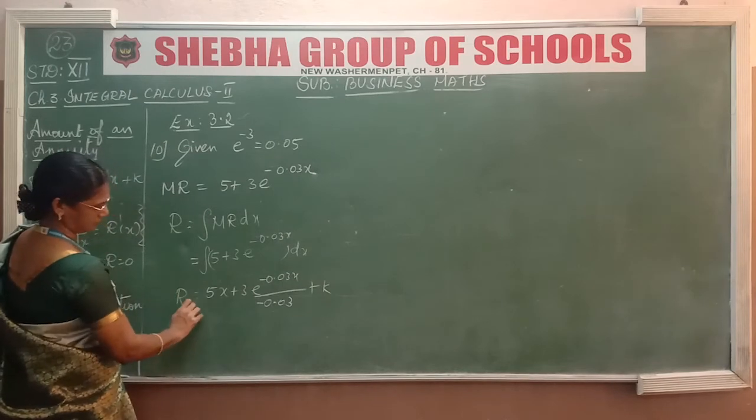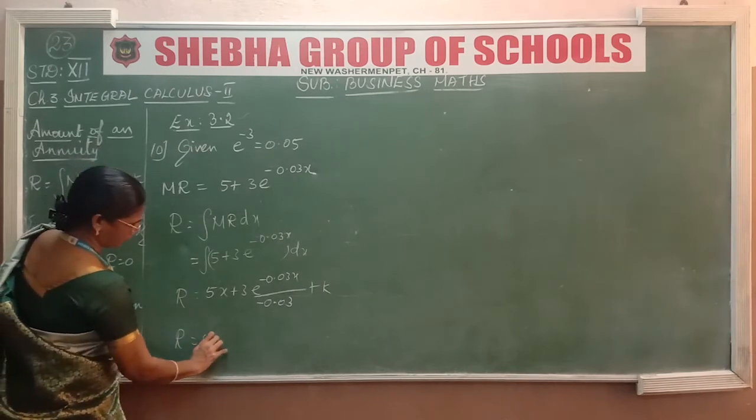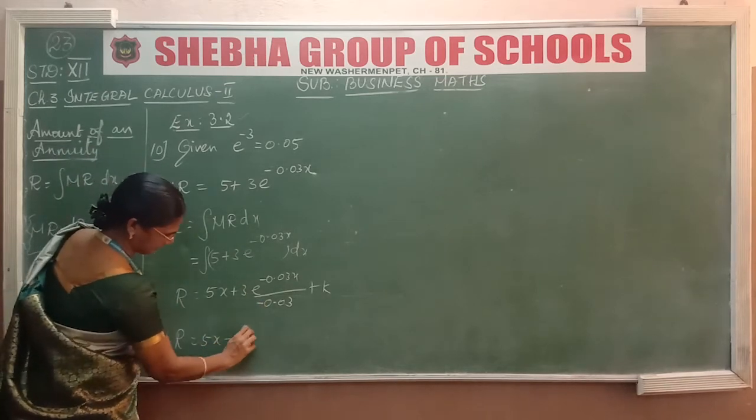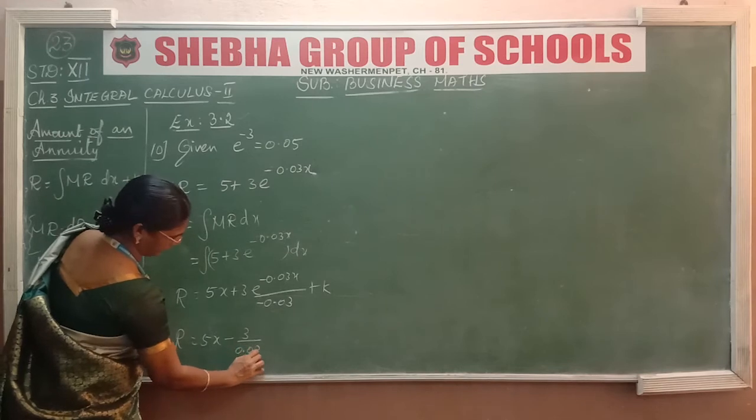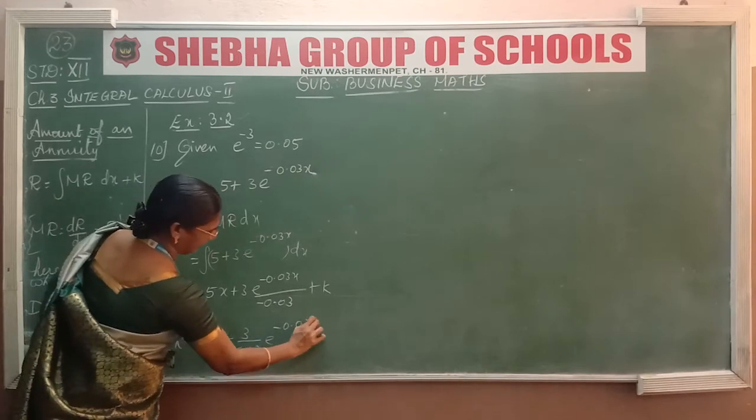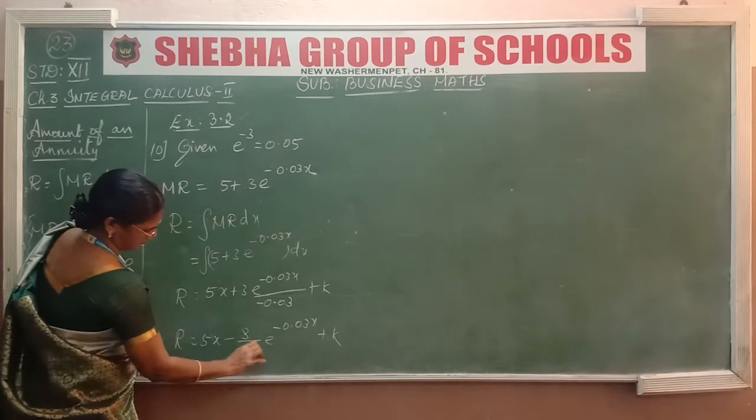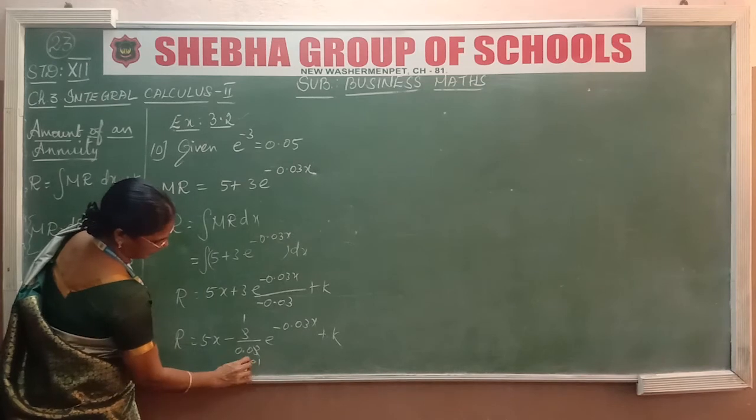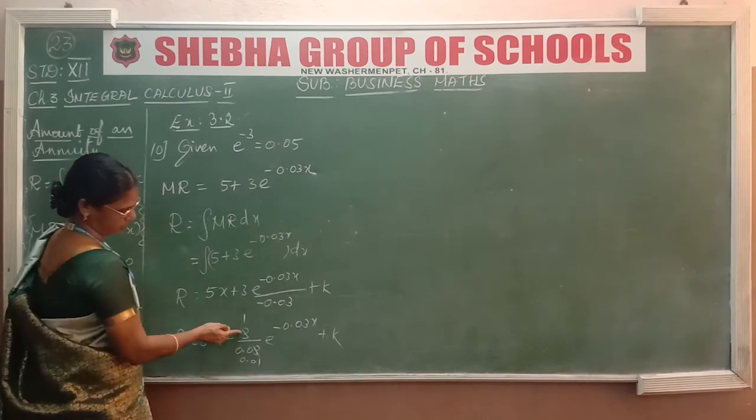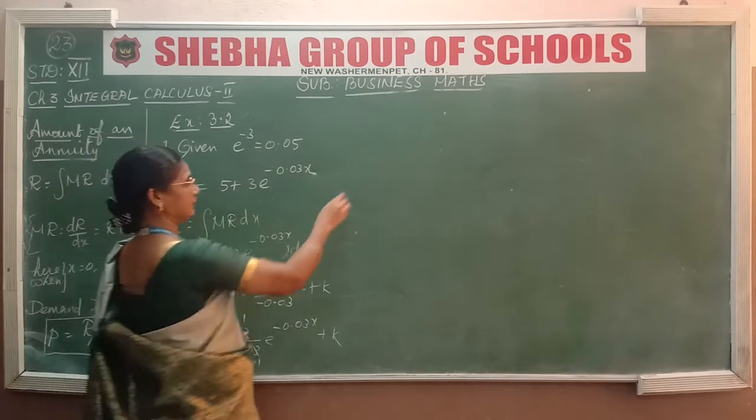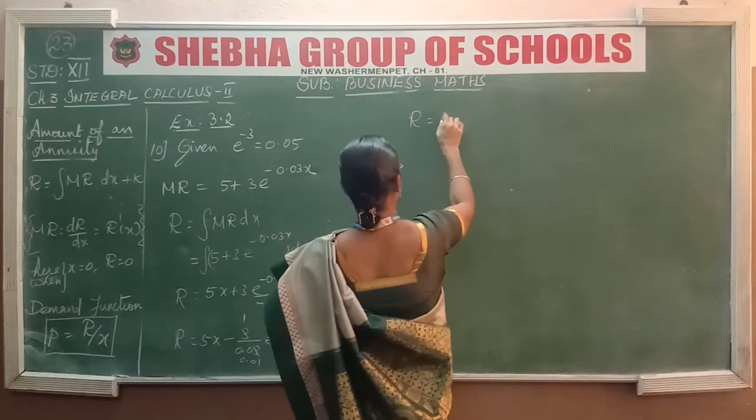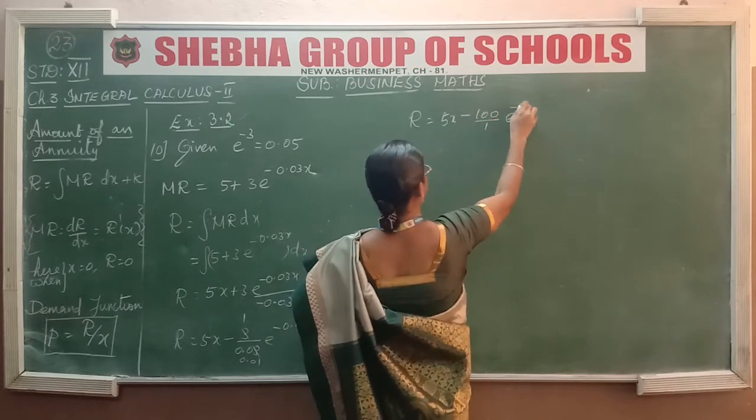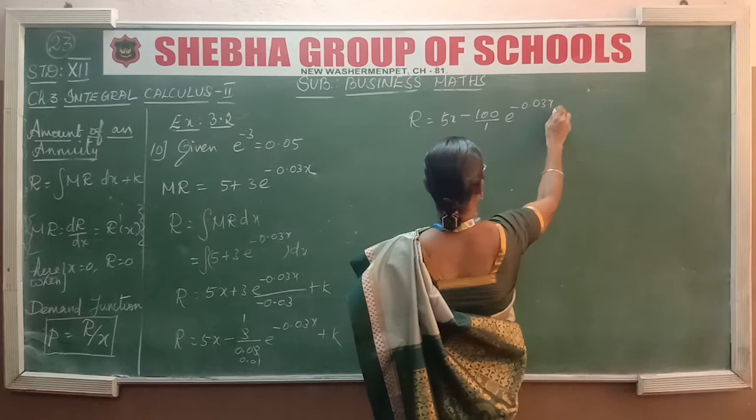This is our R. Okay, so R is equal to 5x. Listen, taking this minus to the numerator, we get minus 3 by 0.03 e power minus 0.03x plus k. Divide by 3, we get 1, and here 0.01. Now multiplying 100, both numerator and denominator in this term, we get R is equal to 5x minus 100 by 1 e power minus 0.03x plus k.